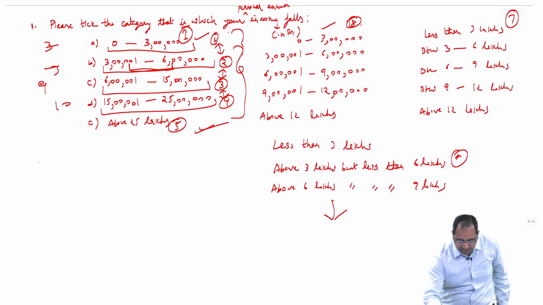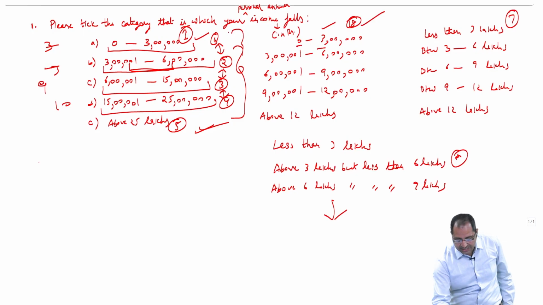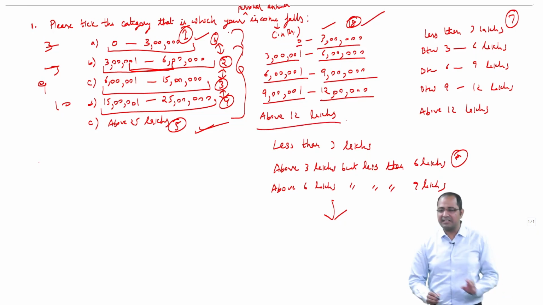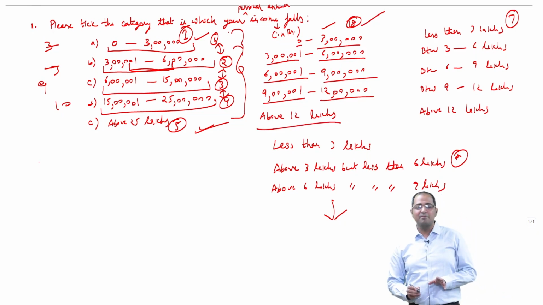Now let's look at this one. 0 to 3 lakh, 3 lakh 1 to 6 lakh, 6 lakh 1 to 9 lakh, 9 lakh 1 to 12 lakh, and above 12 lakh. It is good, right? The problem is, people would be looking at the zeros, whether it is lakhs, crores, what is that?